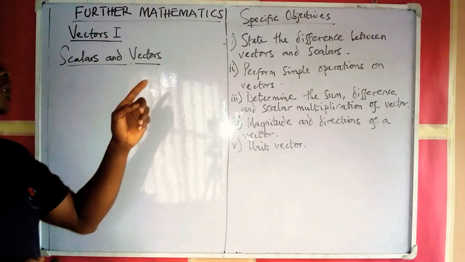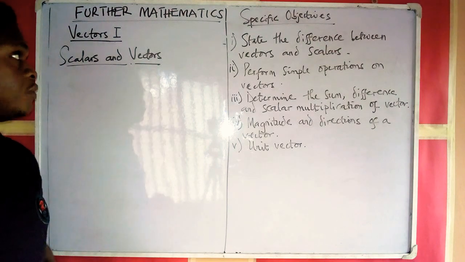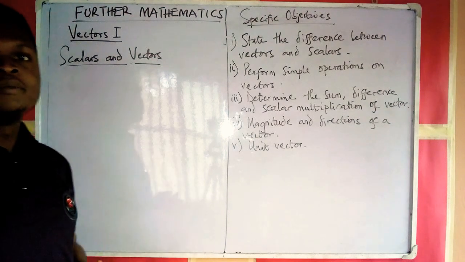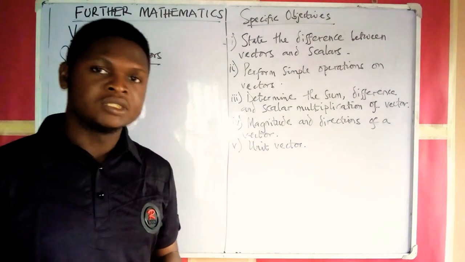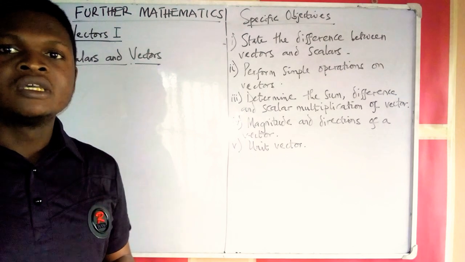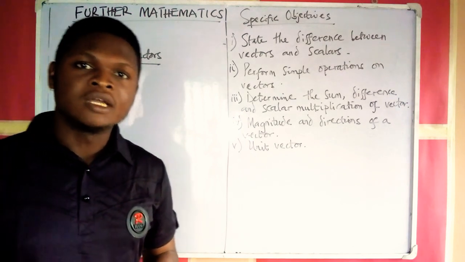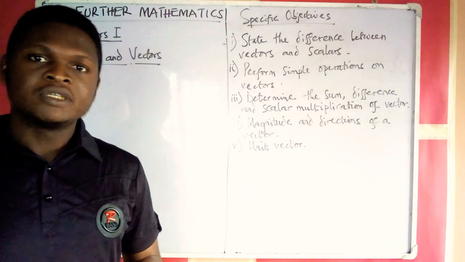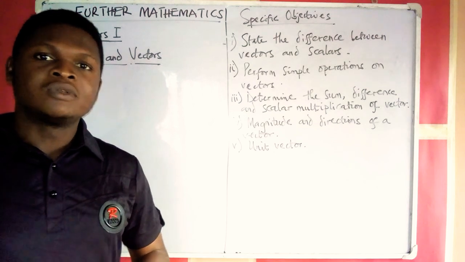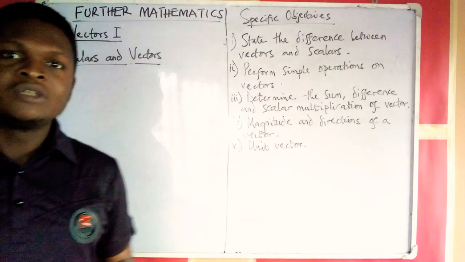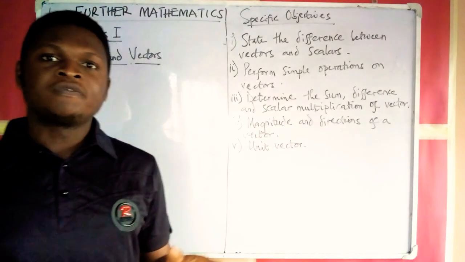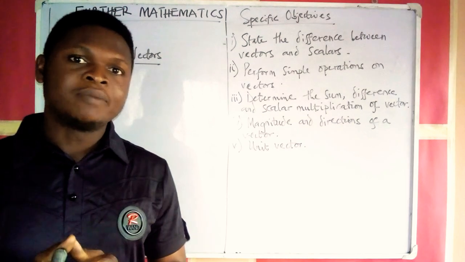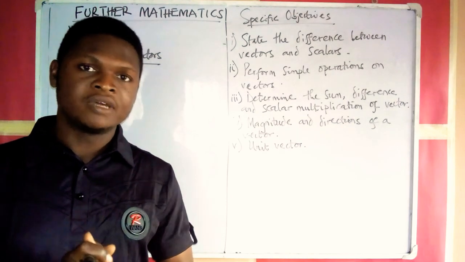Now, before we start with that, we're going to first of all take the first objective, which is talking about what scalars and vectors are. From our previous knowledge about physical quantities, we know that physical quantities are divided into two, which are the scalar quantities and the vector quantities. And what do we say that the scalar quantities are? We say that the scalar quantities are those physical quantities that are specified with only what? Magnitude. So they can only be specified by their size or numerical value.